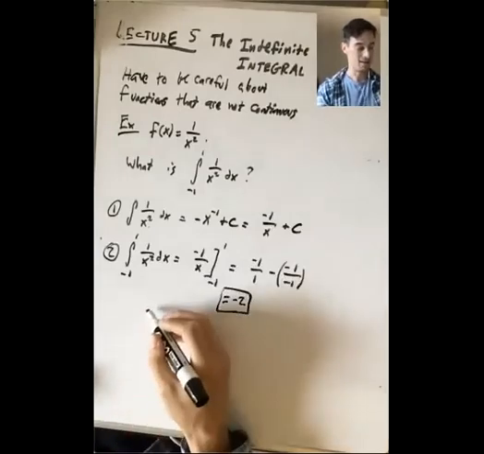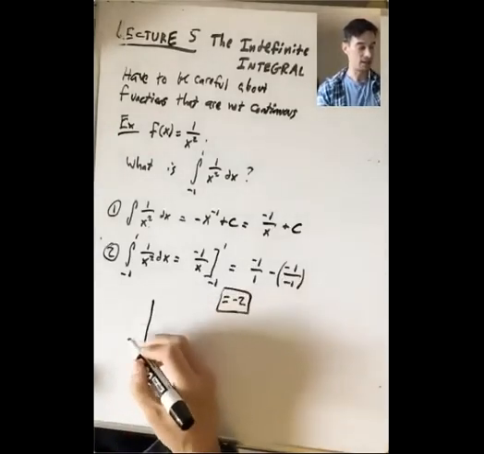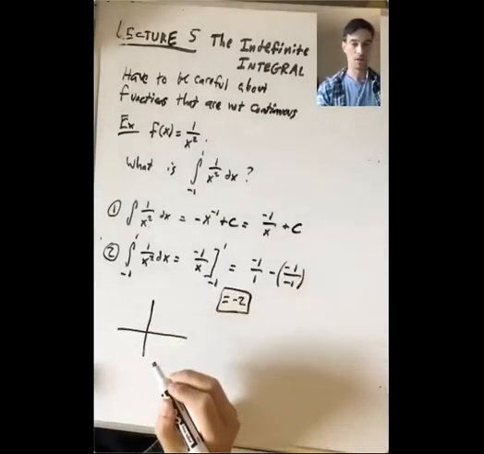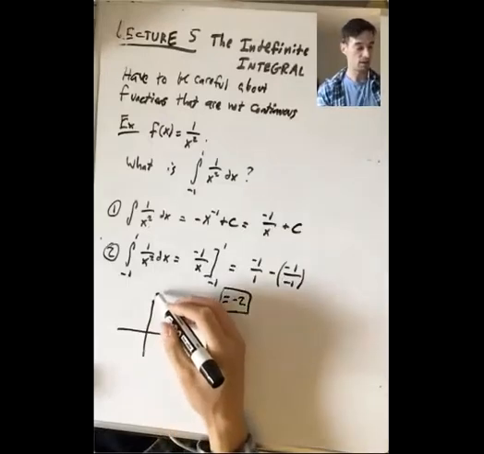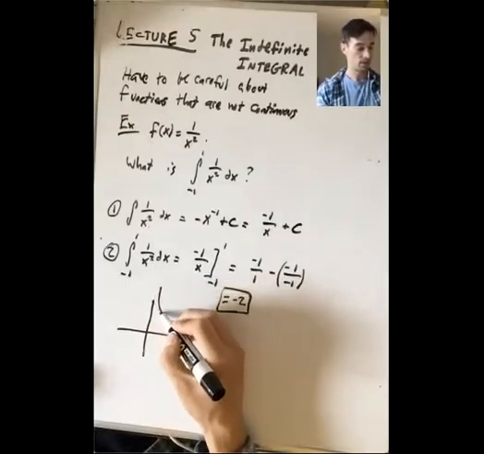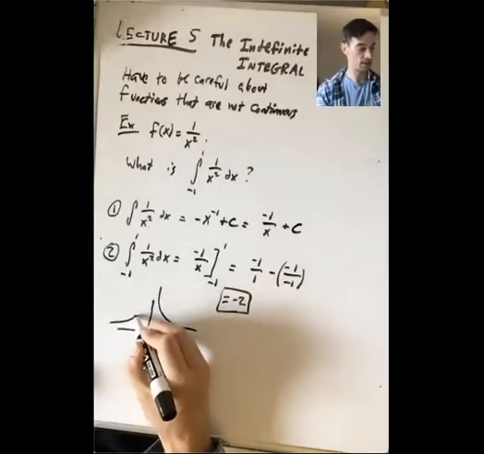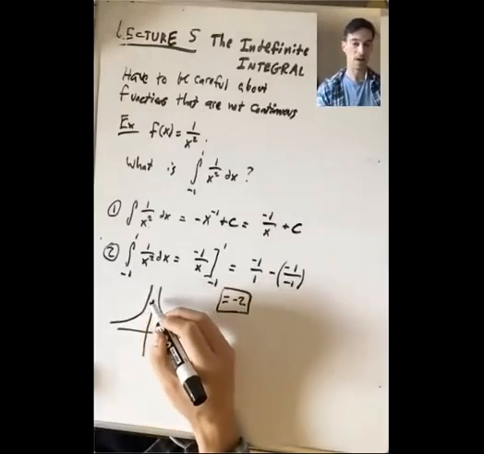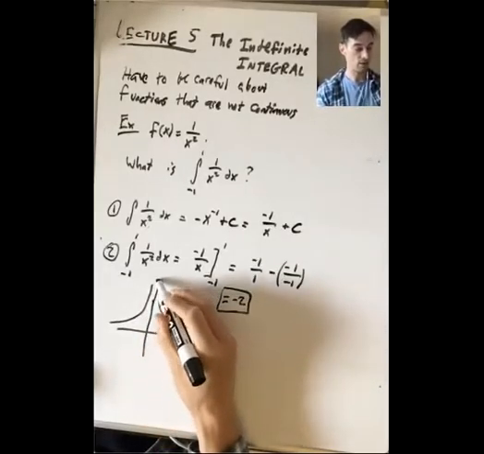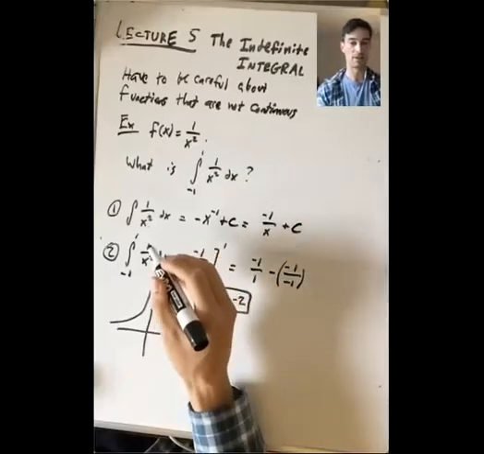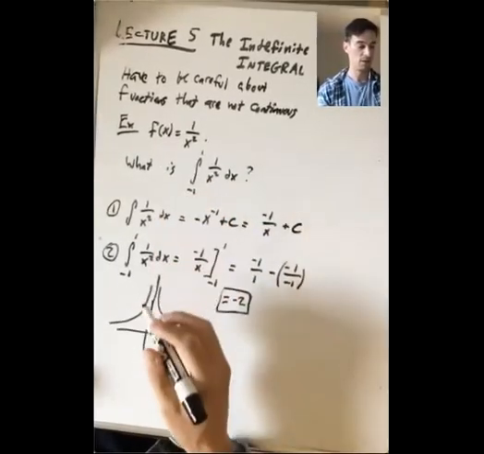Okay, let's think about this for a second. What does the function 1 over x squared look like? Well, it kind of looks like this. It's not defined at x equals 0. There are these vertical asymptotes that the graph goes off to infinity.